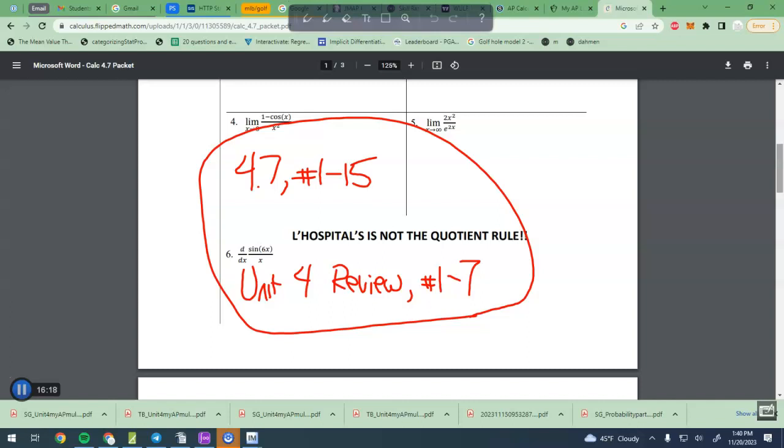Now remember for the test, you also have to have all the problems in your books done if you want to be eligible for retake corrections, whatever it ends up being.